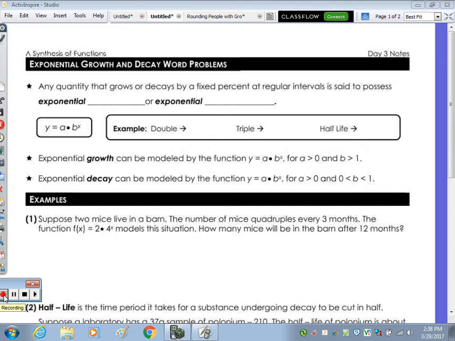At the top of the page, okay, we're going to continue working with exponential growth and decay, but we're going to take a look at, in terms of the B value, what it means to double, triple, half-life, quadruple, and so on and so forth. So any quantity that grows or decays by a fixed percent at regular intervals is said to possess exponential growth or decay.